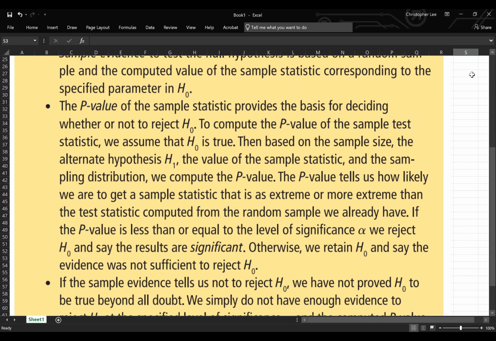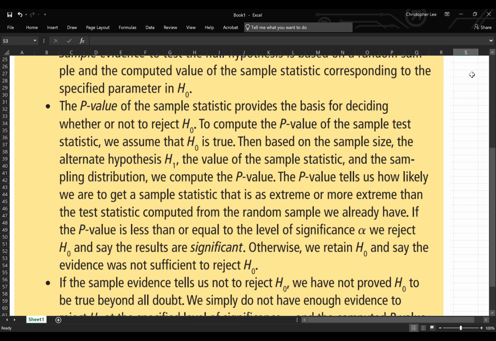The p-value of the sample statistic provides the basis for deciding whether or not to reject the null hypothesis. To compute the p-value of the sample test statistic, we assume that the null hypothesis is true. Then, based on the sample size, the alternative hypothesis H1, the value of the sample statistic, and the sampling distribution, we compute the p-value. The p-value tells us how likely we are to get a sample statistic that is as extreme or more extreme than the test statistic computed from the random sample we already have.